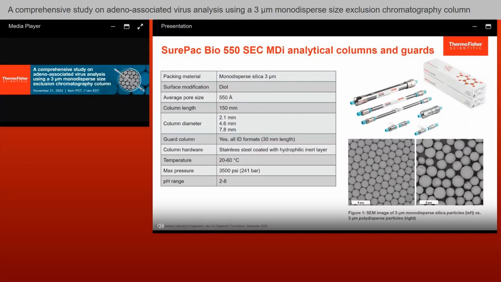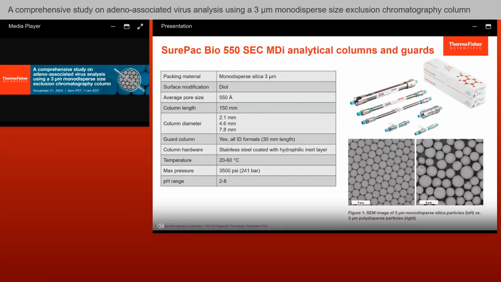And as Ashley introduced, the column is housed in stainless steel hardware coated with a hydrophilic inner layer, which is our latest inert technology. Typically, we run this column between 20 to 60 Celsius, and the maximum pressure is 3,500 psi, which can be handled by most modern HPLC systems. The pH range is 2 to 8.